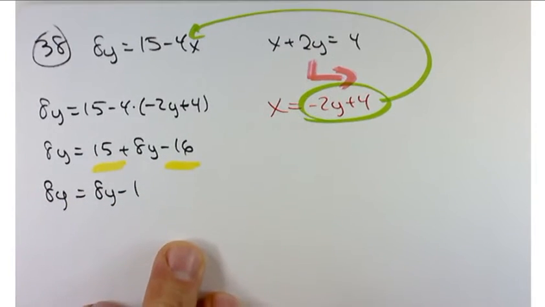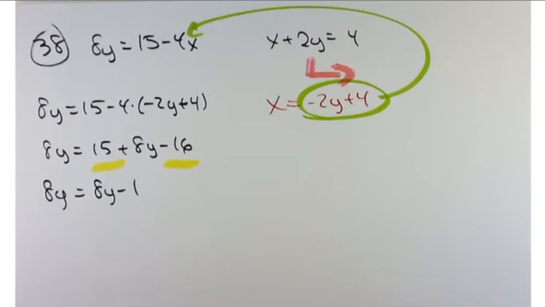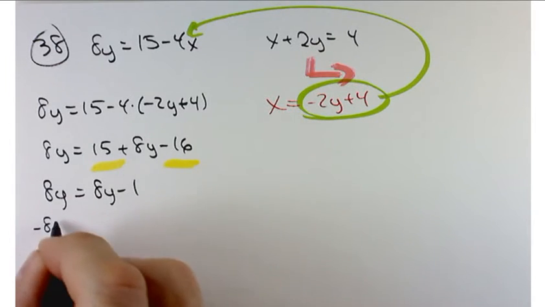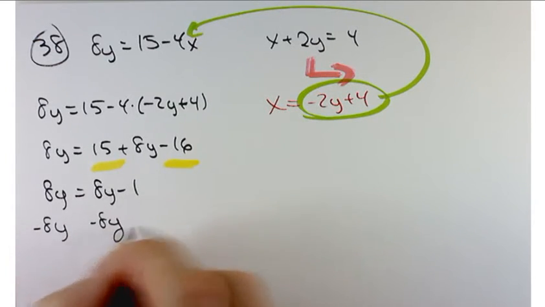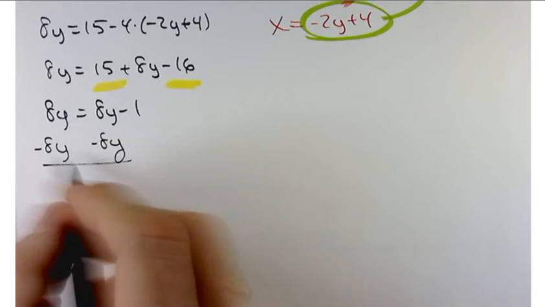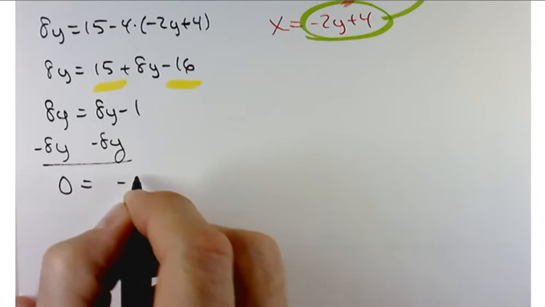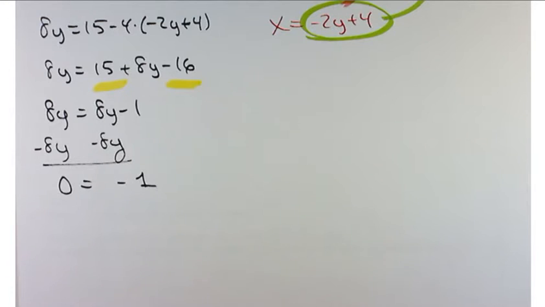And if you look at that, it might start looking kind of strange. Wait, how can 8y equal 8y minus 1? It gets worse. If I tried to get y by itself on one side, by subtracting 8y, I end up with 0 equals negative 1, and now I know there's a problem. 0 does not equal negative 1. That's not true.